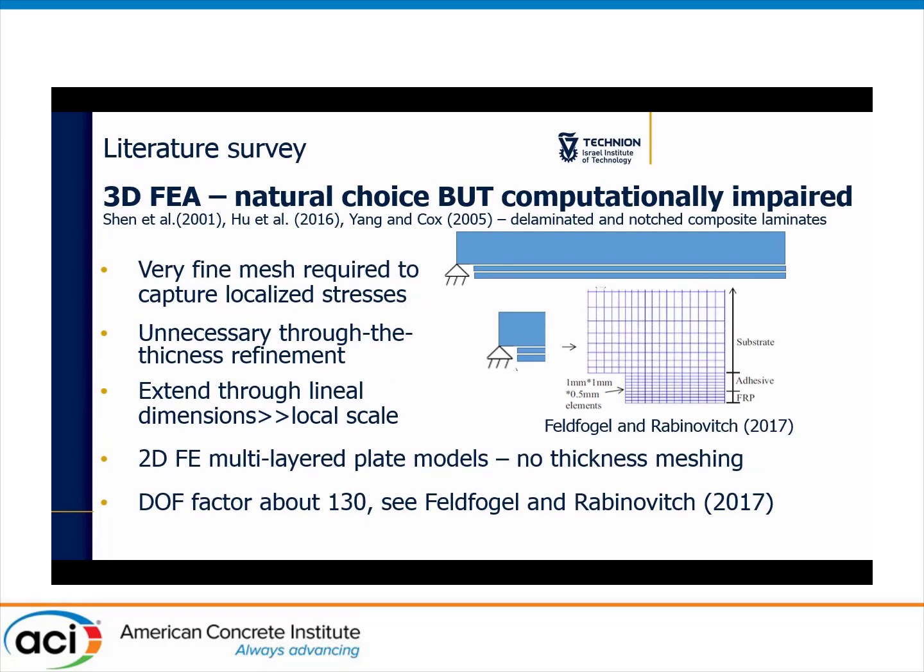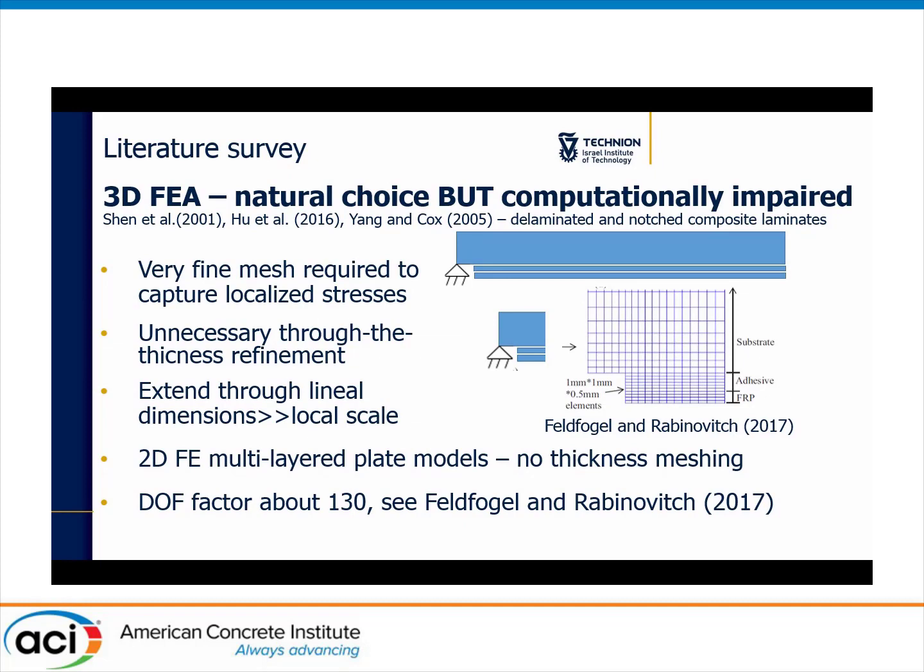3D finite element analysis is a natural choice to deal with these modeling challenges. However, a very fine mesh is required to capture the high gradients in the adhesive layer. This meshing across the thickness inevitably percolates to the concrete layer and also to the FRP layer. When you consider a plate, this is extended towards the lineal dimensions of the element and results in a very high computational burden and expensive computation.